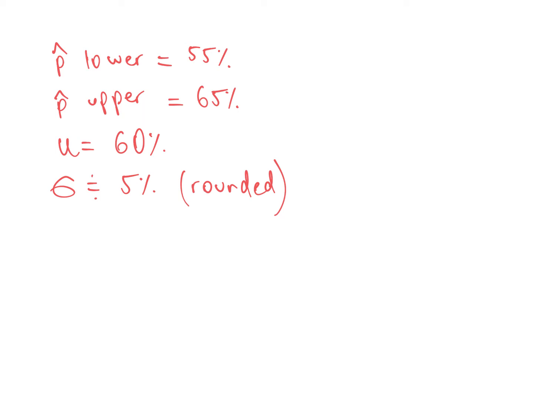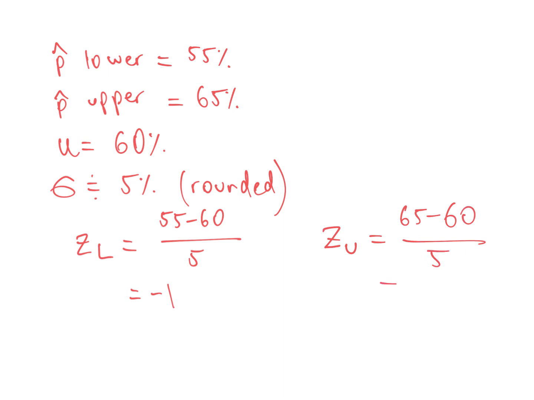Now what we find here is that our Z scores, our Z lower, L for lower, is going to be our score of 55 minus our mean of 60 over 5. They're all percentages, so I don't need to worry about the percentage symbol. So that's -1. And our upper Z score, again, really nicely, is 65 minus 60 over 5, which is +1. So we're asked to find what percentage of scores lie between a Z score of -1 and +1.